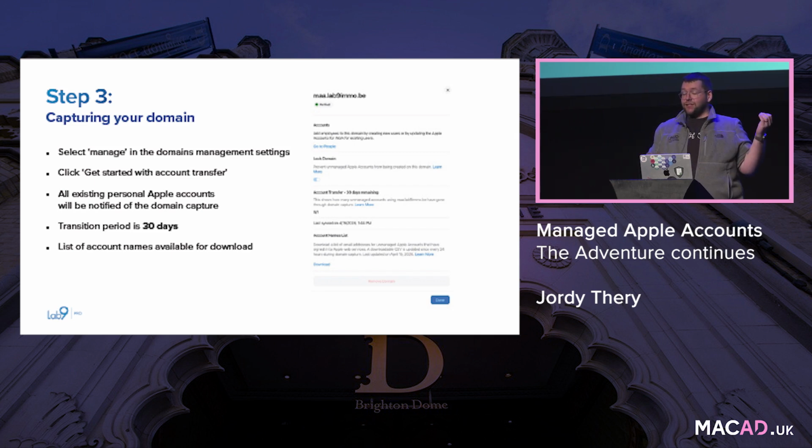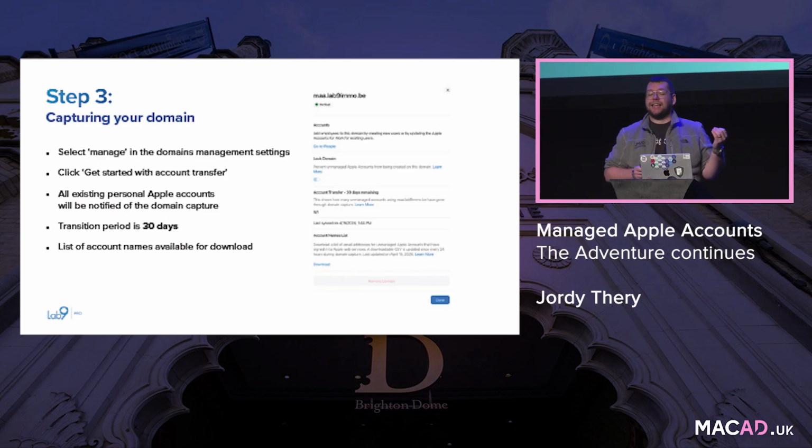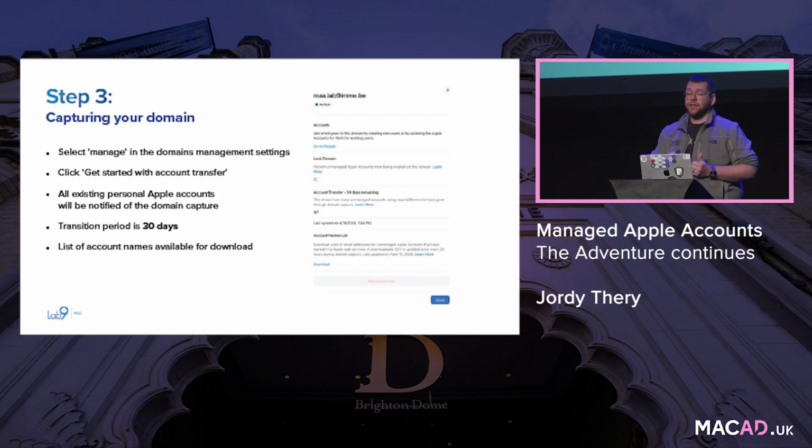If you click the Get Started with Account Transfer button, it will notify all existing personal Apple accounts on your domain that they either need to keep it as personal but rename it, or transfer it to a work account and make it managed. We will have a nice countdown timer of 30 days. And you have a list available for download. It's not extensive, so we had about 500 accounts at Lab9, 300 of which I knew were still active, and less than 100 showed up in that list.